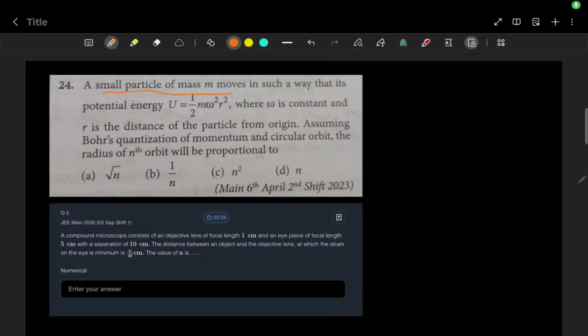Here there is a small particle of mass m which is moving such that its potential energy is given. Okay, so the potential energy is half m omega square r square.